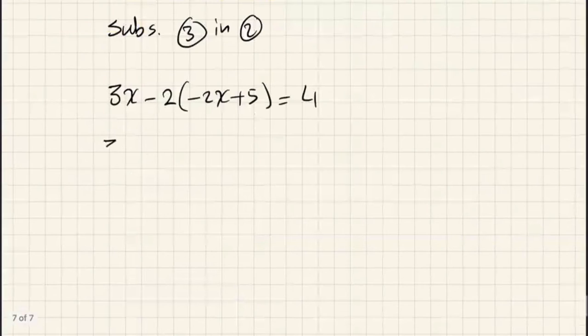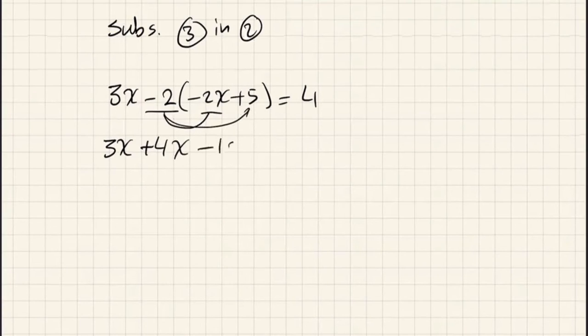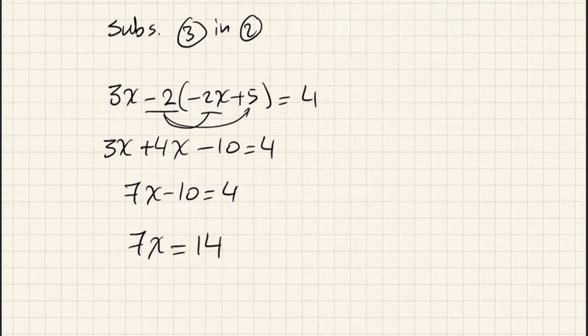Expand, and be careful, it is negative 2 and not 2. Negative 2 times negative 2x is positive 4x. Negative 2 times 5 is negative 10, equals 4. So 3x plus 4x equals 7x minus 10 equals 4. Shift negative 10 to the other side, it will go as positive 10. So 7x equals 4 plus 10, which is 14. So divide by 7, so x equals 14 divided by 7, so x equals 2.